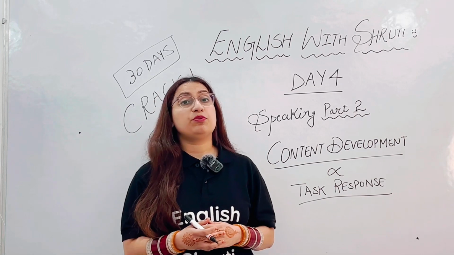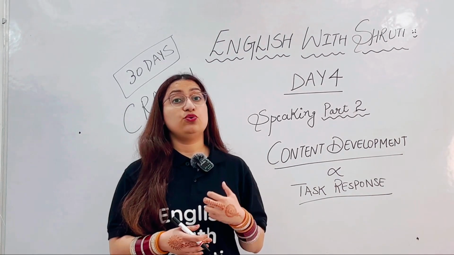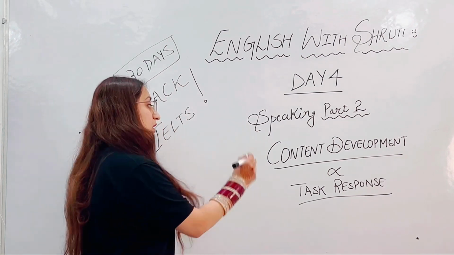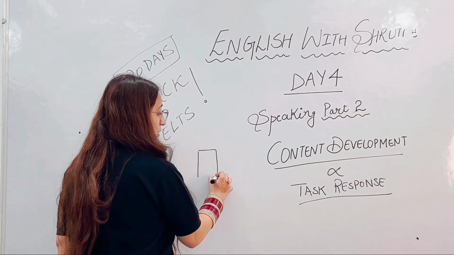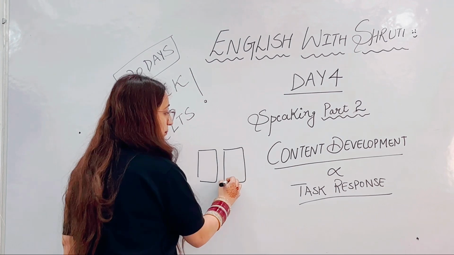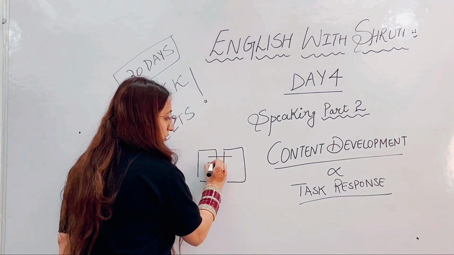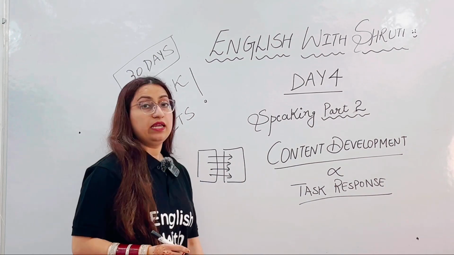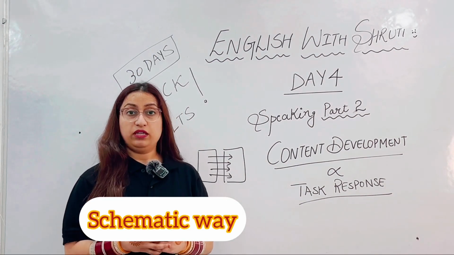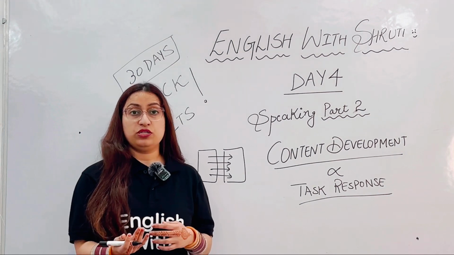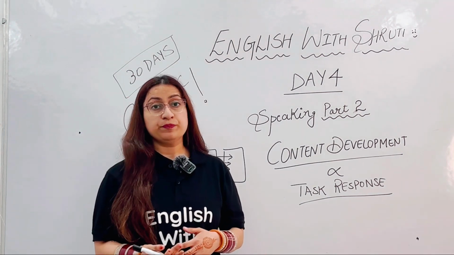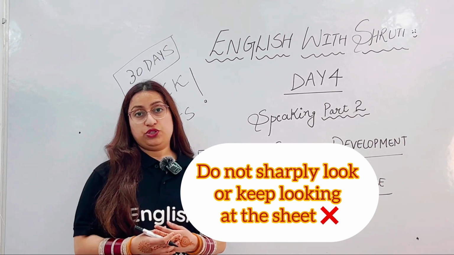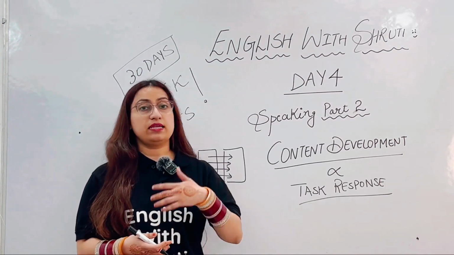As I said in the previous section, you can use the 5W technique, but how exactly is it going to happen? Always keep your cue card in front and your answer sheet parallel to it. Write down the answers or the 5 W's in a very schematic way, so that even if you are glancing at the answer sheet, you are not strictly or sharply looking at the sheet. Rather, you're just taking a glance and start speaking.